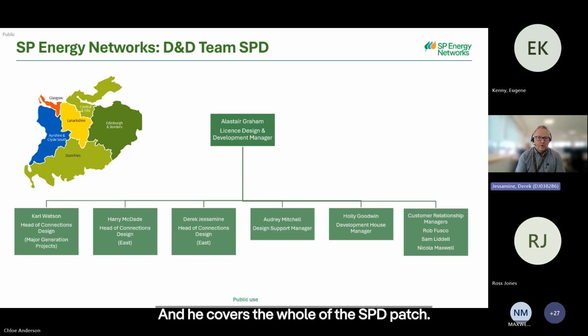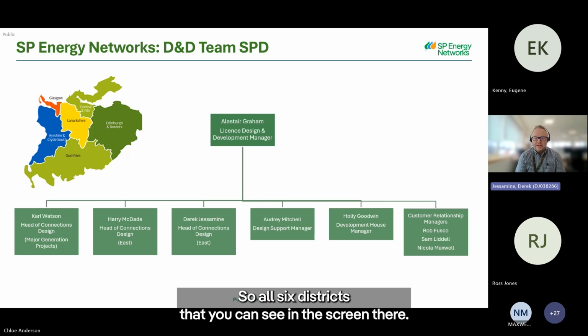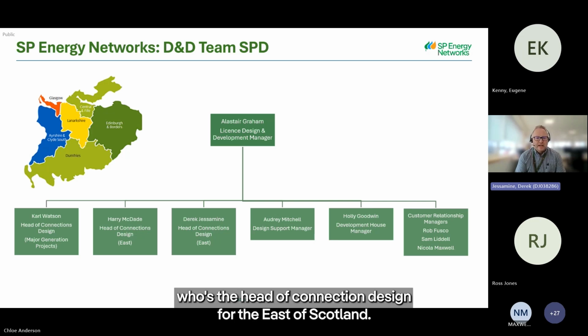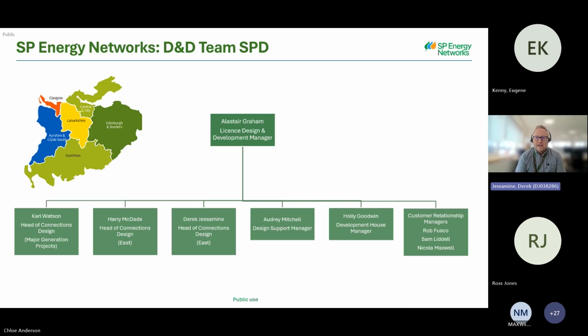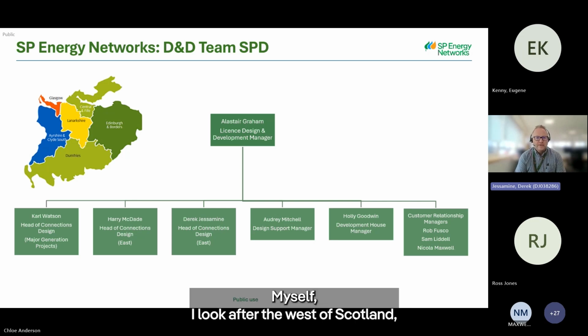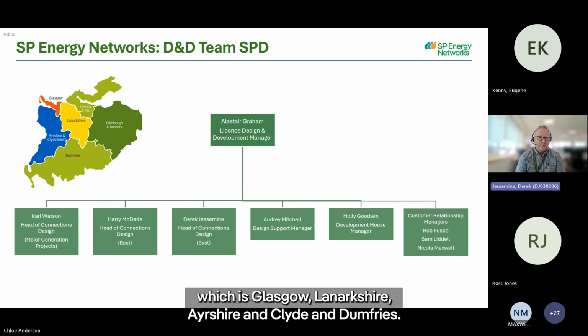And he covers the whole of the SPD patch, so all 6 districts that you can see on the screen there. We've then got Harry McDade, who's the Head of Connections Design for the East of Scotland. So he looks after the Central and Fife and Edinburgh and Borders areas, and all the towns and villages within that. Myself, I look after the West of Scotland, which is Glasgow, Lanarkshire, Ayrshire, and Clyde, and Dumfries.